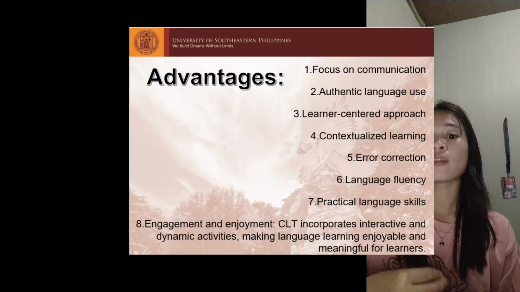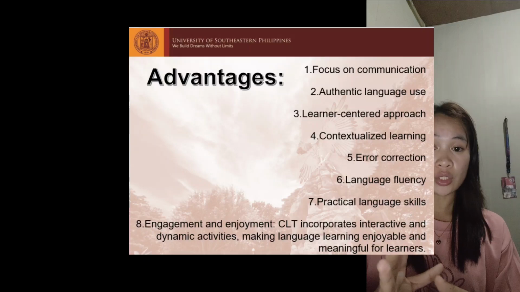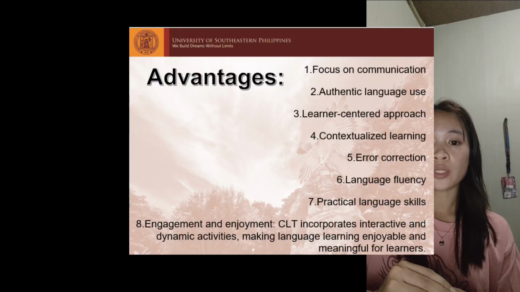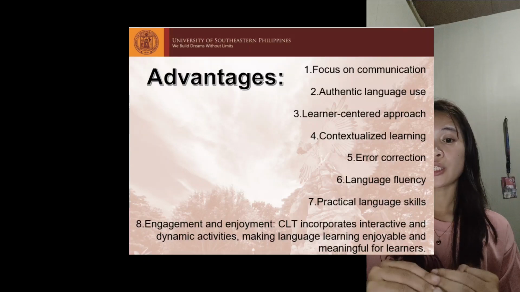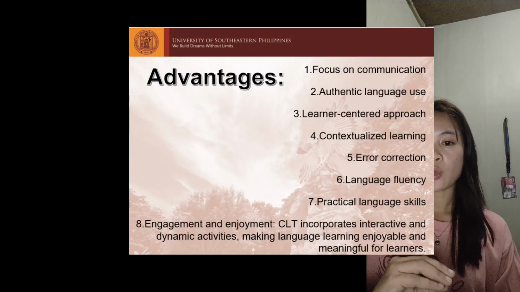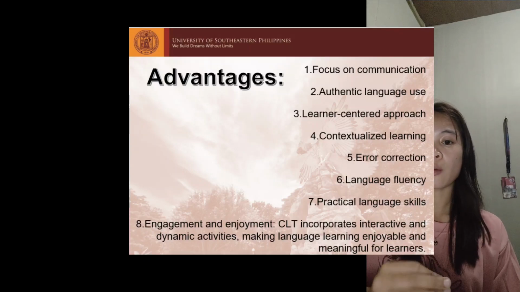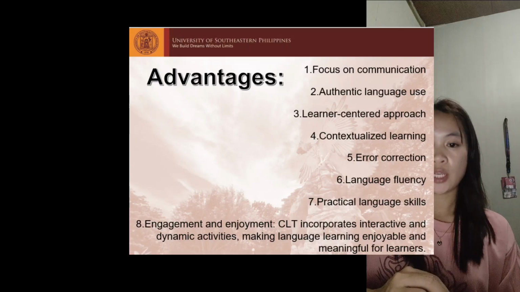Number two, the authentic use of language. Since our learners are engaged in meaningful and relevant communication, they promote fluency and accuracy. Number three, it is learner centered. Why? It's because CLT encourages active participation and collaboration among learners, which fosters autonomy and motivation.